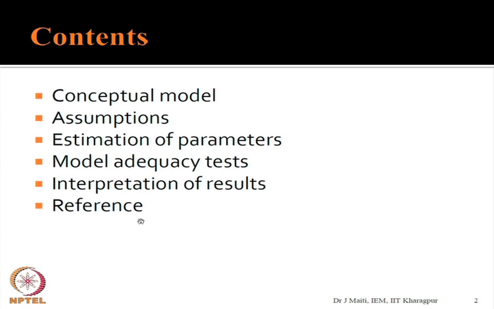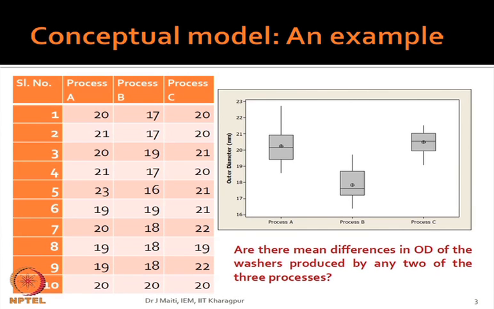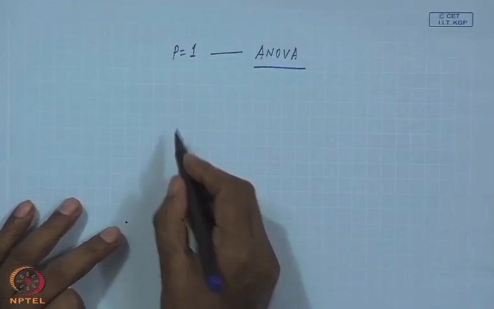references. What is this conceptual model? I will describe it with an example. You see this slide here, we have three processes A, B and C. These three processes are producing, let's say, steel washers. So our product is steel washers.